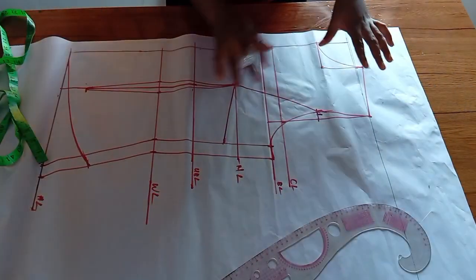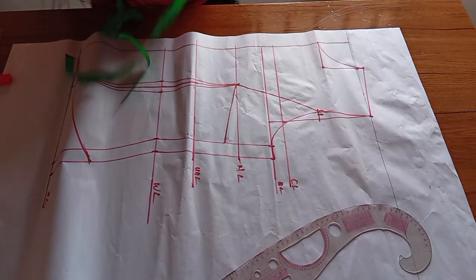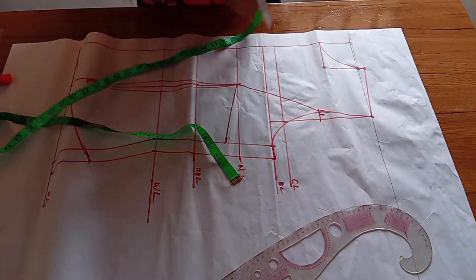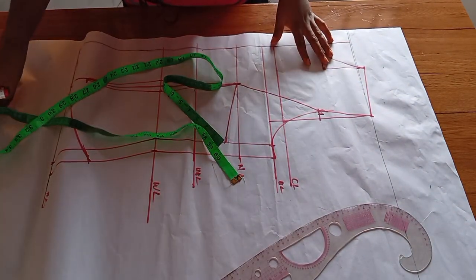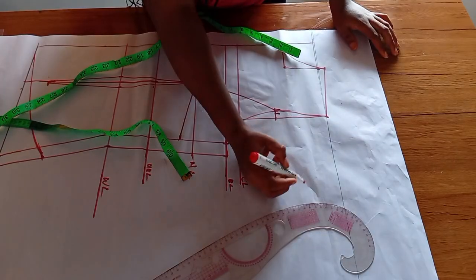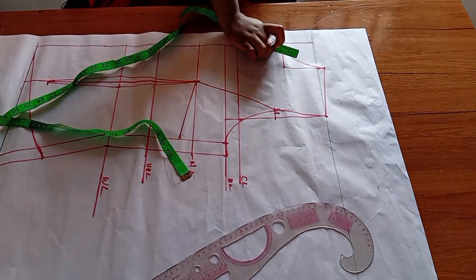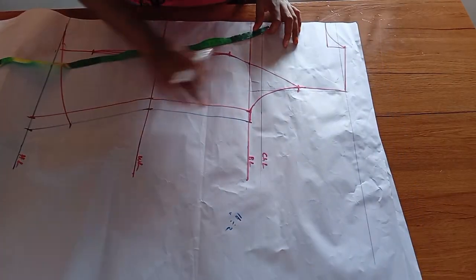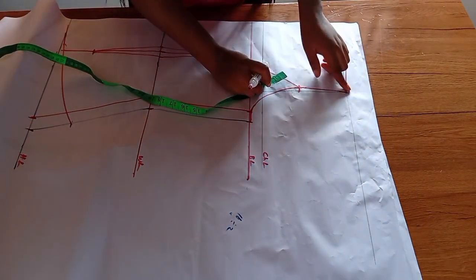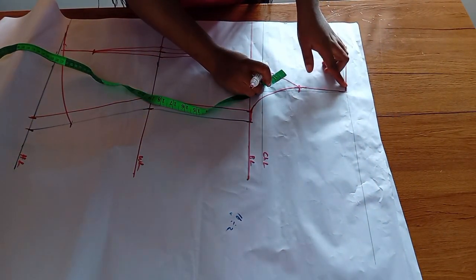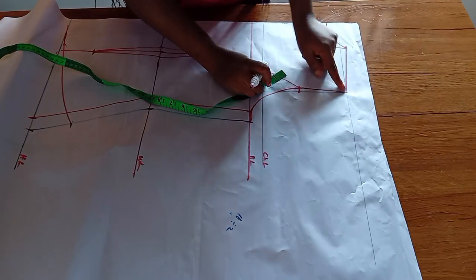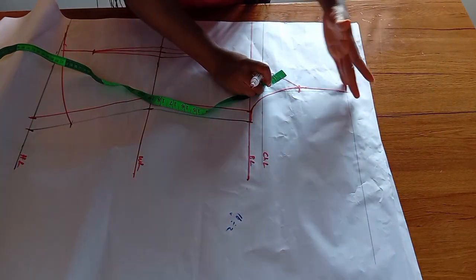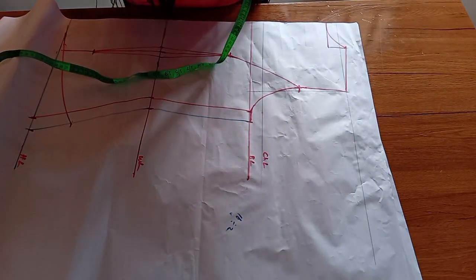So let's come to the blazer part, to the collar part. This is where we are going to be entering our back neck. Remember I measured my back neck. This is my back neck. Another thing that I need to show you here is that in a blazer, the shoulder is somewhat extended outside a bit, so that when you put your shoulder pad, it's going to give that shape in the blazer.